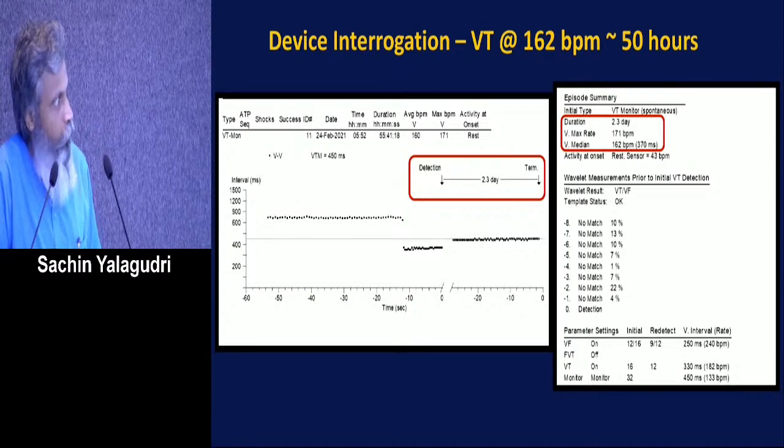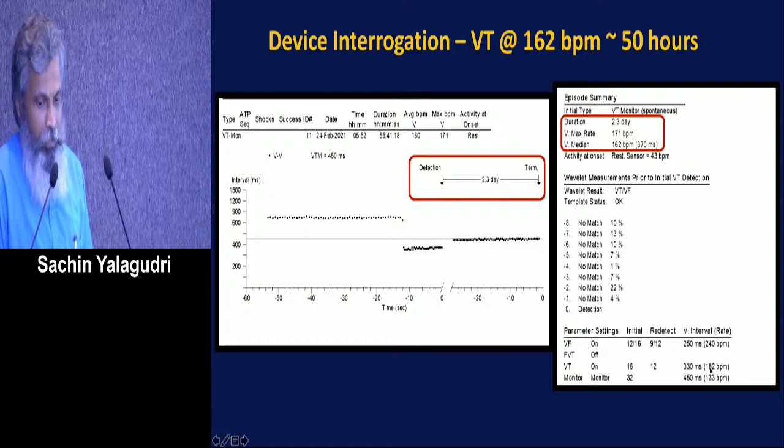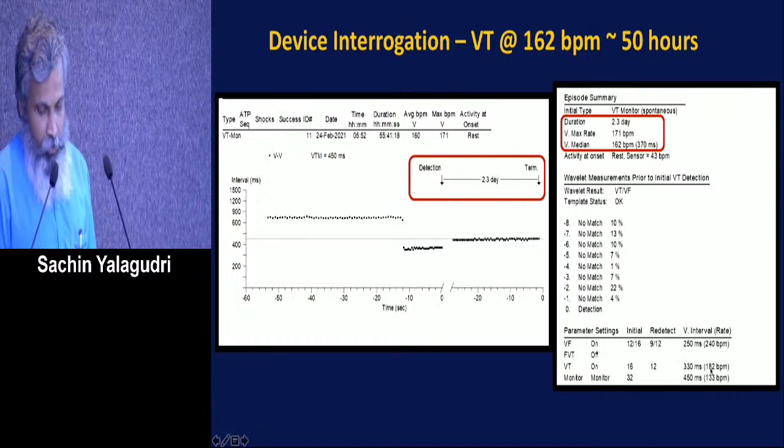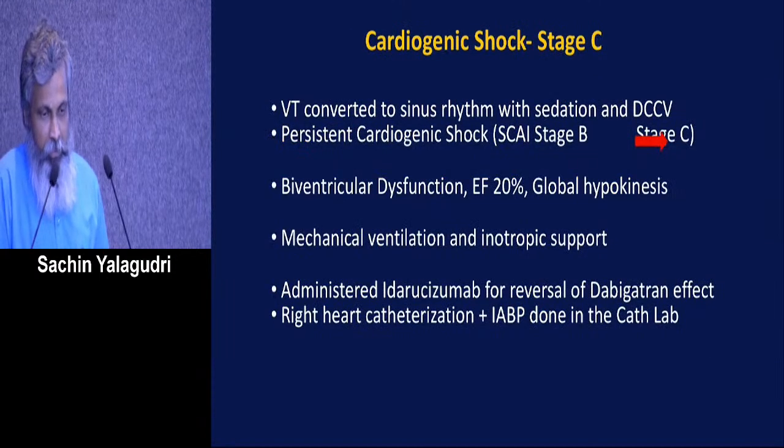We keep it to see here. I'll show you. You can see it at the extreme end here. So it will detect a heart rate that's more than 133 beats as a VT, but it will not treat until it crosses the upper limit here. So he was running a VT, and when he reached here, he was in cardiogenic shock.